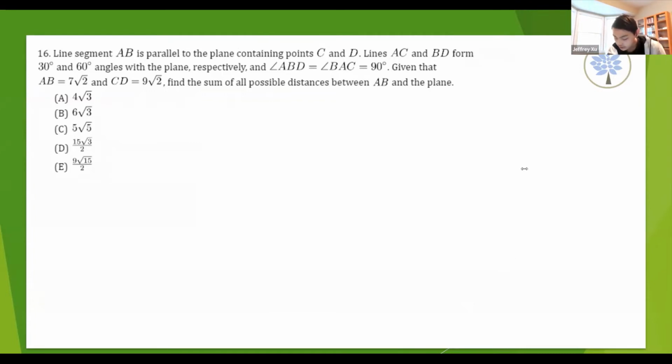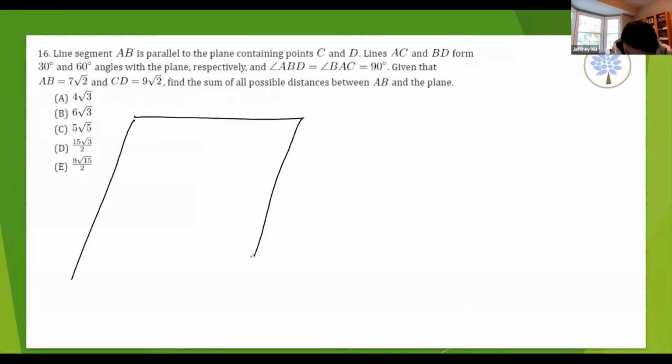So we have a plane containing points C and D. Let's draw this just as a rectangle, and C and D are somewhere here. And AB is parallel to this plane. Actually, let's move C, because it doesn't really matter where C and D are. So let's say it looks like this. And line segment AB is parallel to this plane. So AB will be sort of floating somewhere above this rectangle, if you could visualize that.